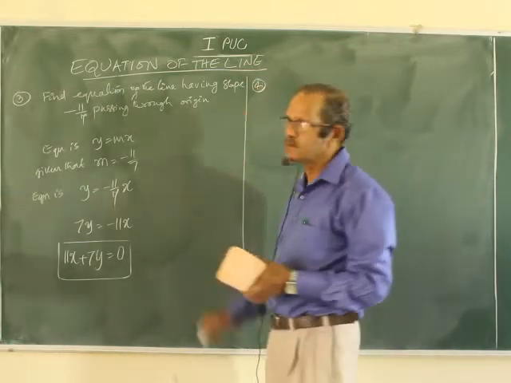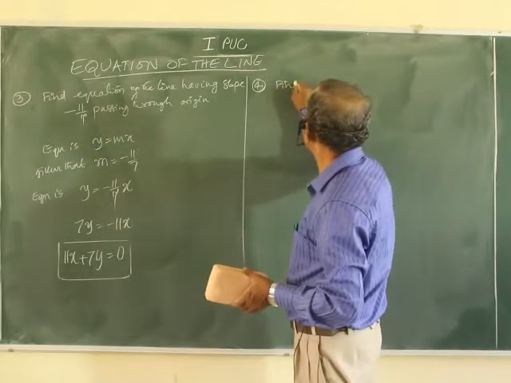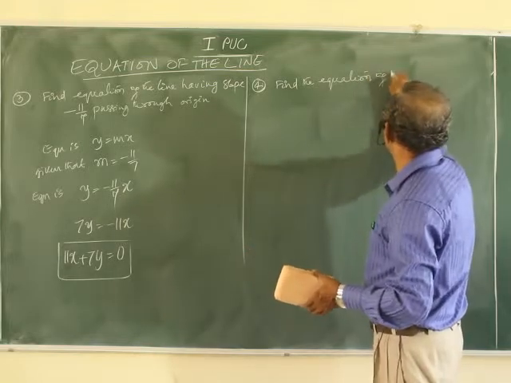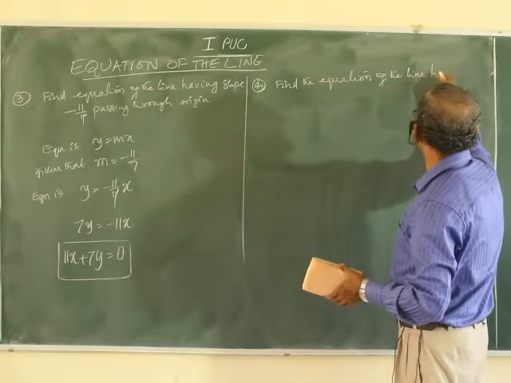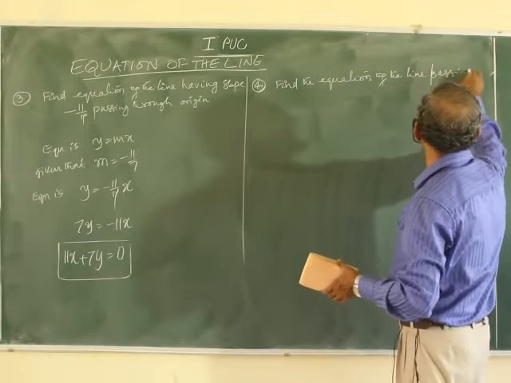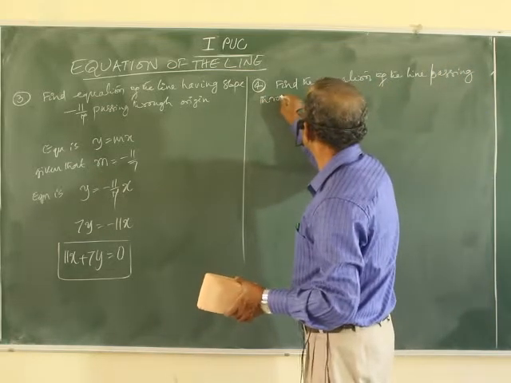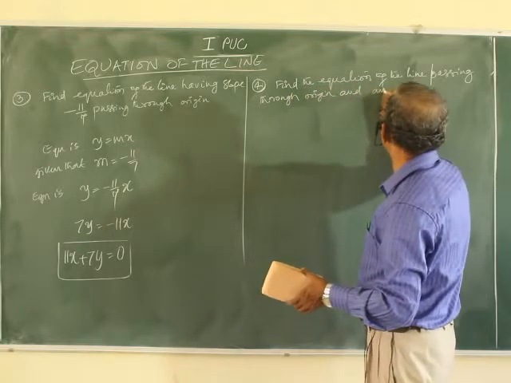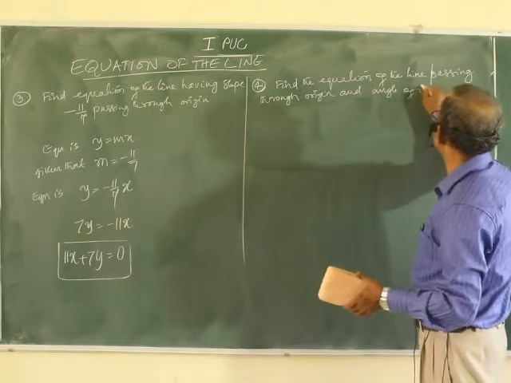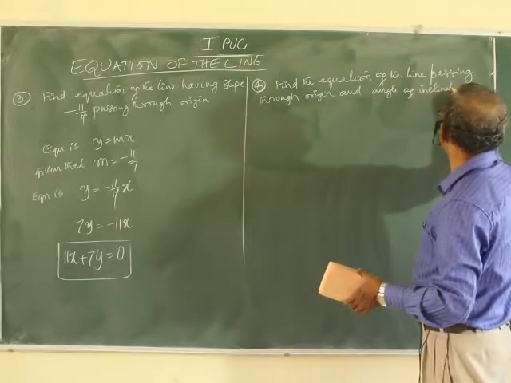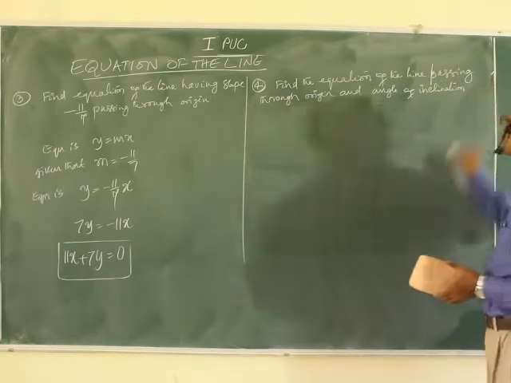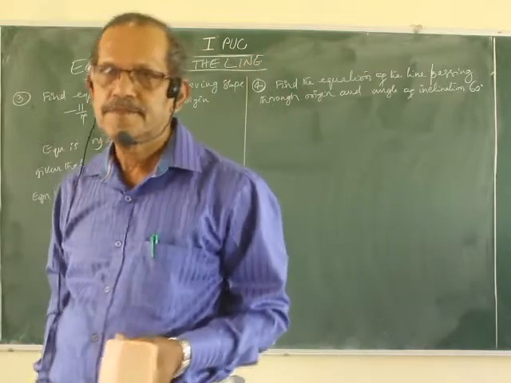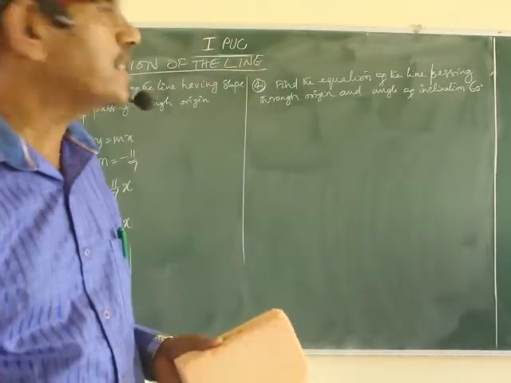Fourth one, find the equation of the line passing through the origin and angle of inclination. Angle of inclination 60 degree. Passing through the origin having slope.